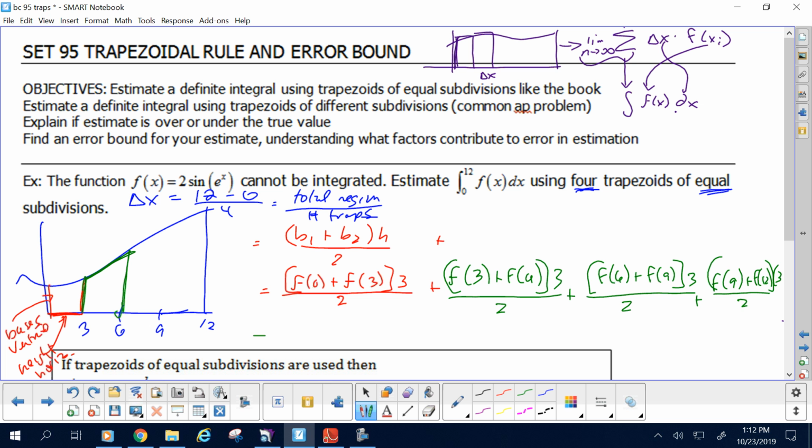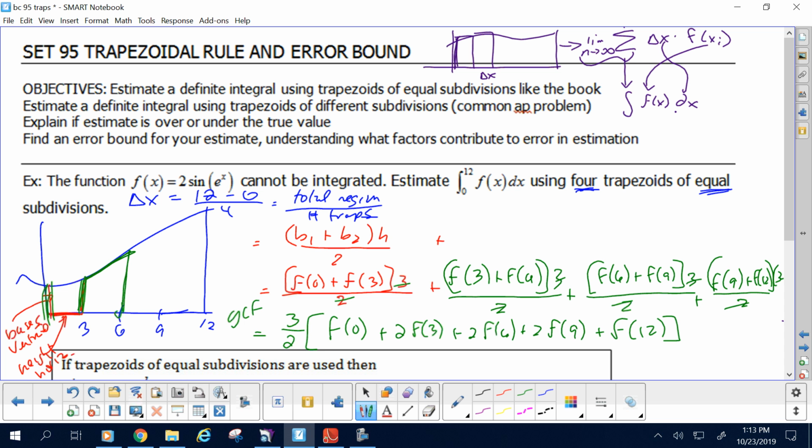All right, now working towards a shortcut, which is delightful. Greatest common factor. What's the greatest common factor? They all have a 3 and they all have the over 2. Yeah? Okay. Now once these are factored out, and if I drop the brackets separating them, combine like terms. How many F of 0s are there? Why only one F of 0? Yeah, there's only one place where we use the 0. But how many F of 3s? 2 F of 3s, and that's by virtue of being base 2 of the first trapezoid, but base 1 in the second trapezoid. Yeah? 2 F of 6, 2 F of 9, and what about F of 12? Does it have a buddy or all of them? All right. So you can see that all the interior x's happen twice.